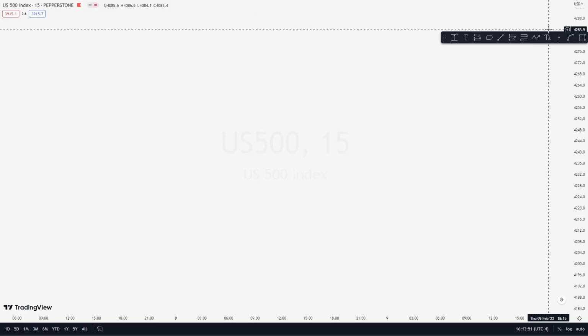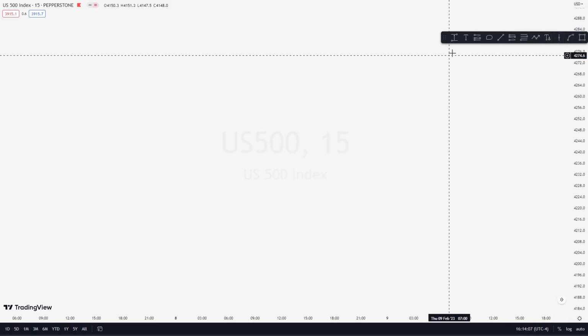Today we are going through the difference between a breaker block and a mitigation block. Now these two do get easily confused and I completely understand why, but today we're going to go through why these two price arrays are different. Okay, so let's jump straight into it.